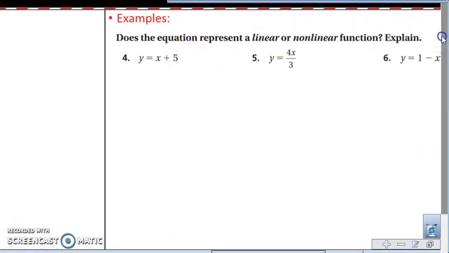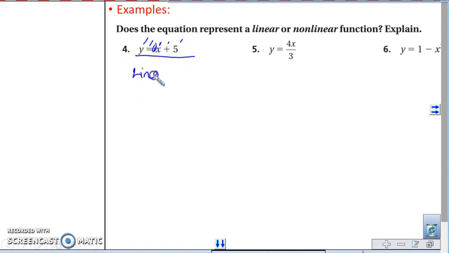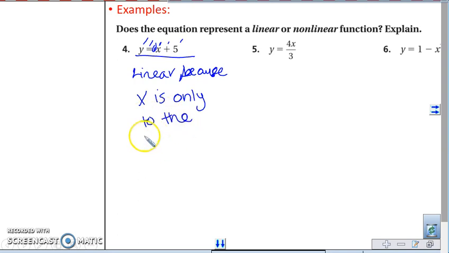Does the equation represent a linear or nonlinear function? Let's look at this first one. Y equals m is 1, x plus b, linear, because x is only to the first exponent, so it's linear.